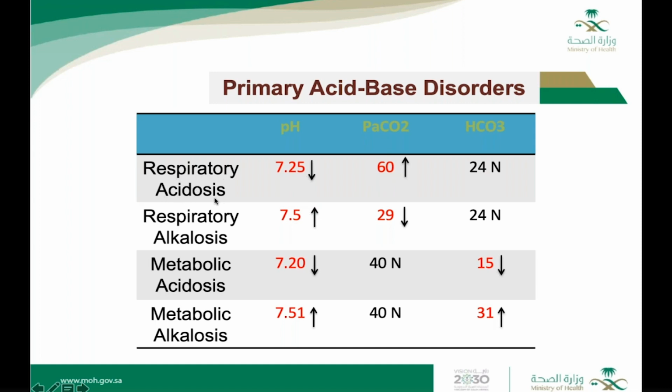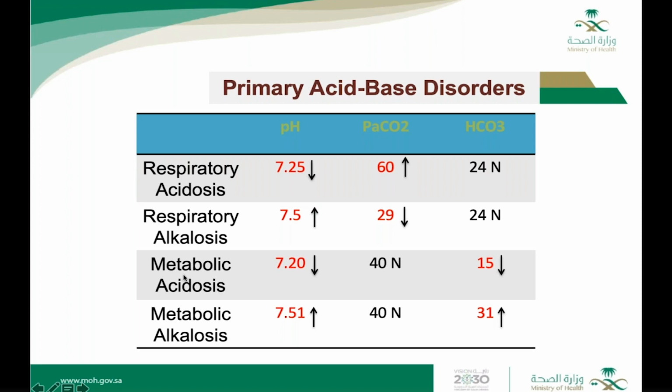Respiratory acidosis. Here is another example, for respiratory alkalosis. You will see the pH above the normal value. Again, CO2 is in the opposite direction. Bicarb is normal. So again, the pH is 7.5. It's above the normal value. CO2 is low. So the cause why the pH is high is the CO2. So we call it respiratory alkalosis.